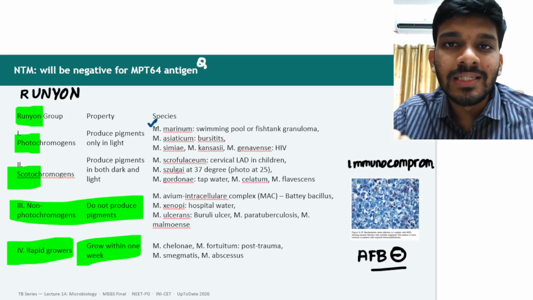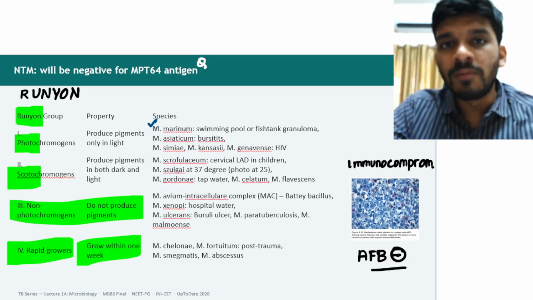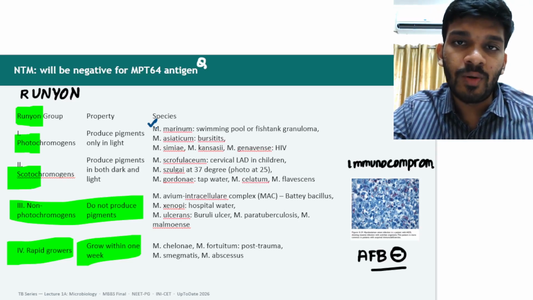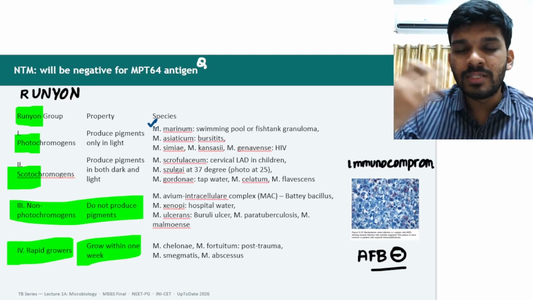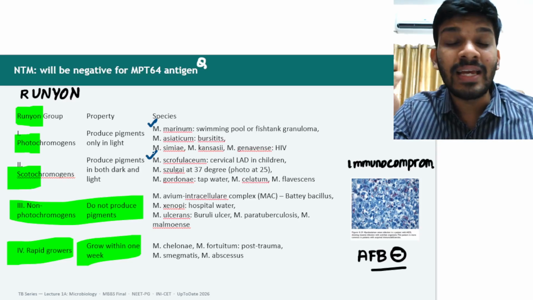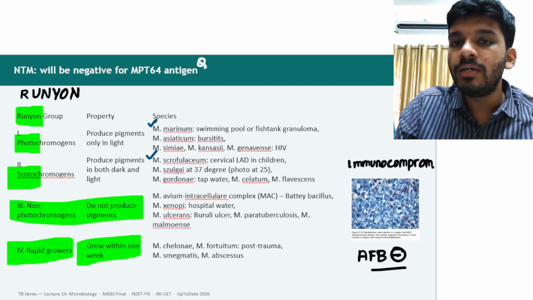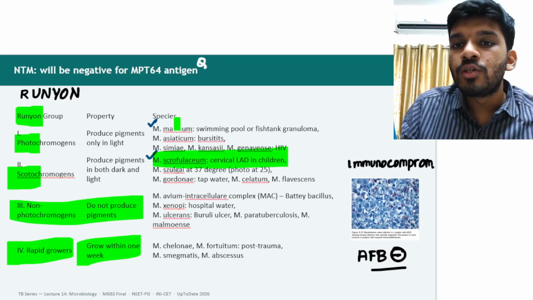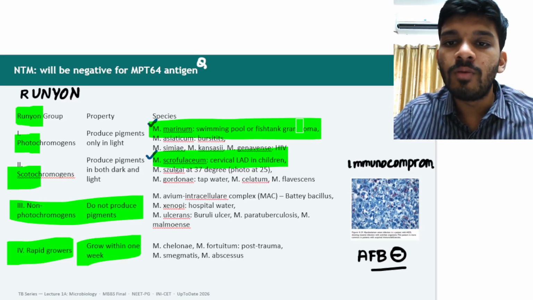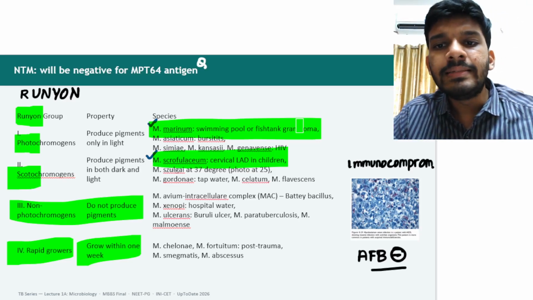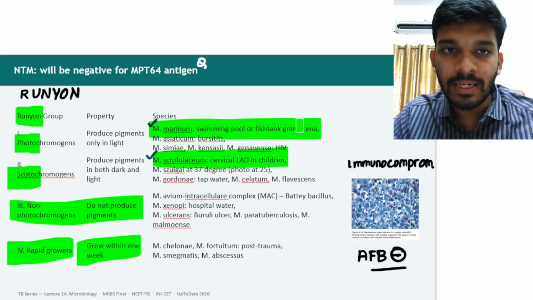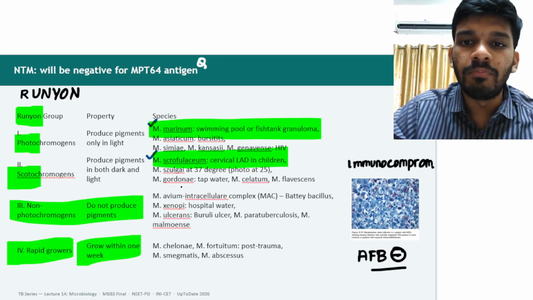How I like to remember this is that your scrotum remains in the dark. It is not exposed to sunlight, correct? So scrofulaceum. Okay, it sounds kind of like scrotum. It's a bad way to remember it, but whatever helps you. Scrofulaceum causes cervical lymphadenopathy in children. It's very, very important, so this is also a potential question. From the photochromogens, you remember marinum. From the scotochromogens, you remember scrofulaceum, right? Then in tap water, there is something called Mycobacterium gordonae. It is found in tap water. So that is another mycobacterium to remember.